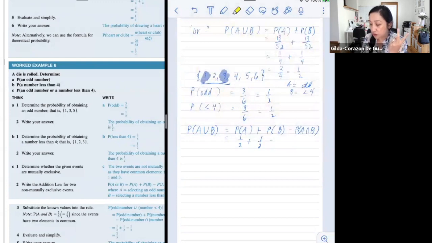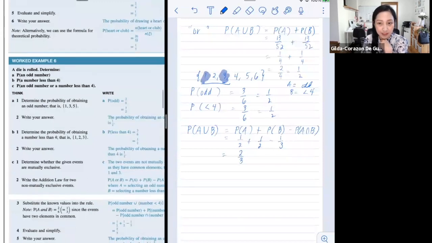So there would be 2 out of 6. And therefore, what's 2 out of 6? It's 1/3. Right? So if we've got 1/2 plus 1/2, that's 1 minus 1/3, then you get a number that's 2/3. And therefore you have probability of getting an odd or a number less than 4 would be 2/3. Okay, so it's not just adding the probability of A and the probability of B.